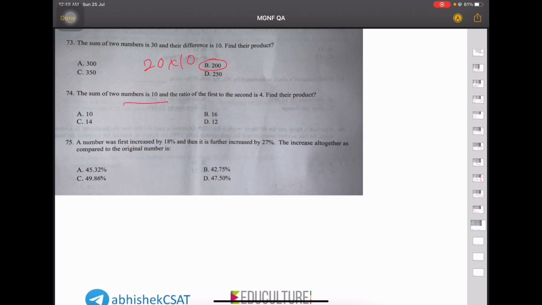The sum of two numbers is 10, and the ratio of first to second is 1 is to 4. First to second is 1 is to 4. Our sum of ratio is 5, but the actual sum is 10. That means our 5 is 10, so our 1 is 2. So that is 2 and that is 8. Those numbers were 2 and 8. Find their product. 2 into 8, 16.